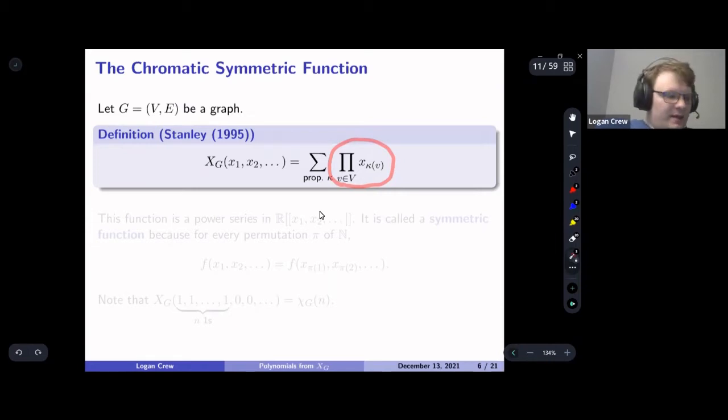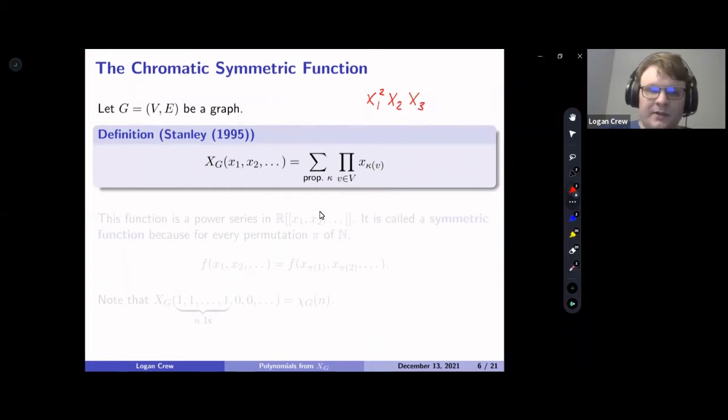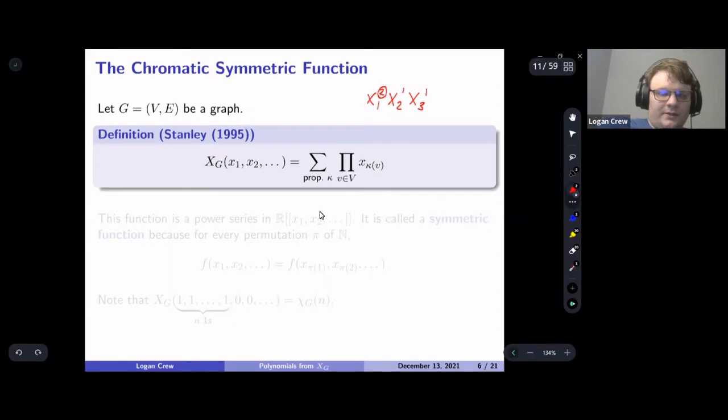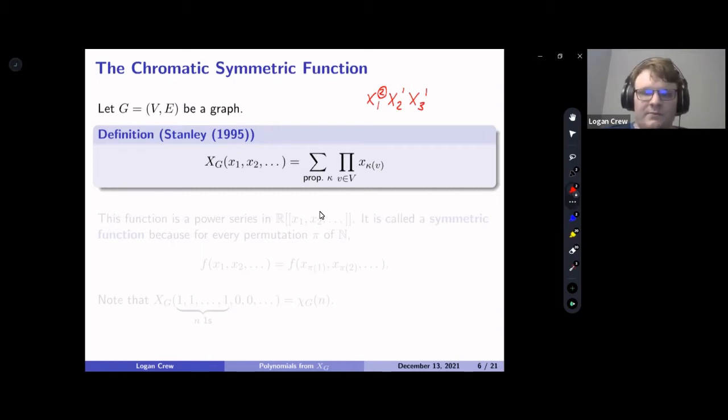Now to think about what this means for just a second, suppose I have a monomial here, x1 squared, x2, x3 for a 4-vertex graph. What is this telling us? Well, it's telling us that we've used 3 distinct colors because we have 3 distinct variables, but it's telling us a little more than that. It's telling us that the color 1 is used twice, and that the color 2 is used once, and that the color 3 is used once. So this is the added generality of the chromatic symmetric function. It tells you how many colors are used by a coloring, as well as how many times each color is used.